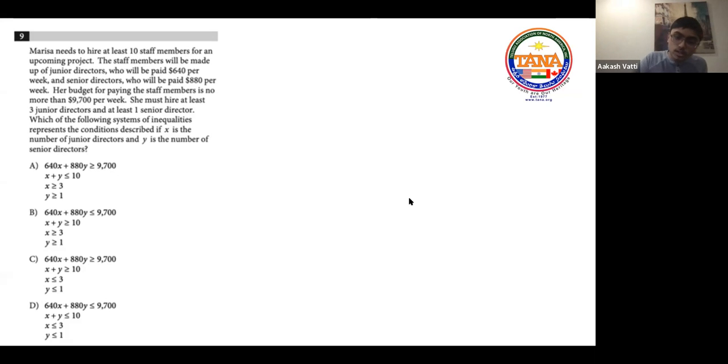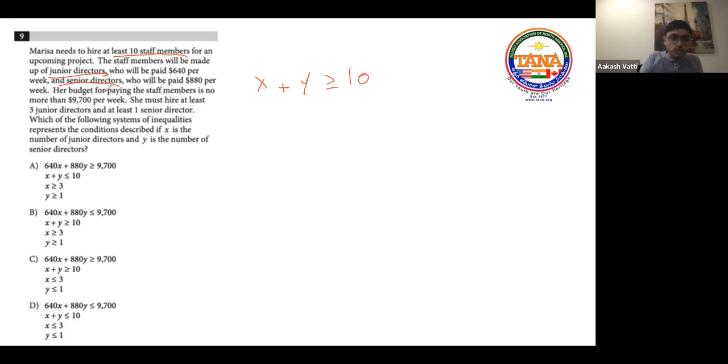All right, I'll just do this. So for this question, we know we need at least 10 people. There's 2 types of staff, junior directors and senior directors. You have 2 variables, X and Y, and she needs at least 10 staff members. So X plus Y has to be greater than or equal to 10.